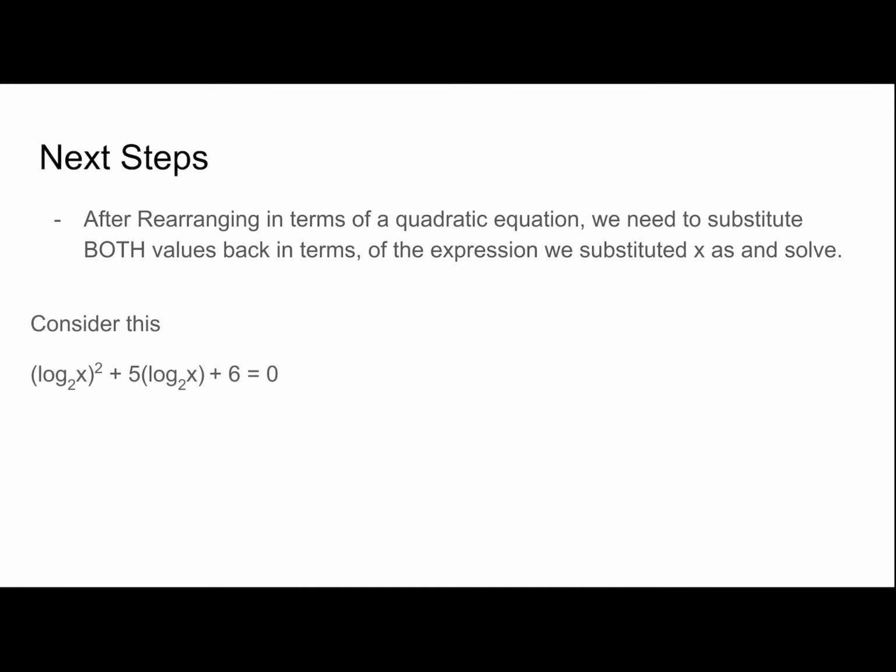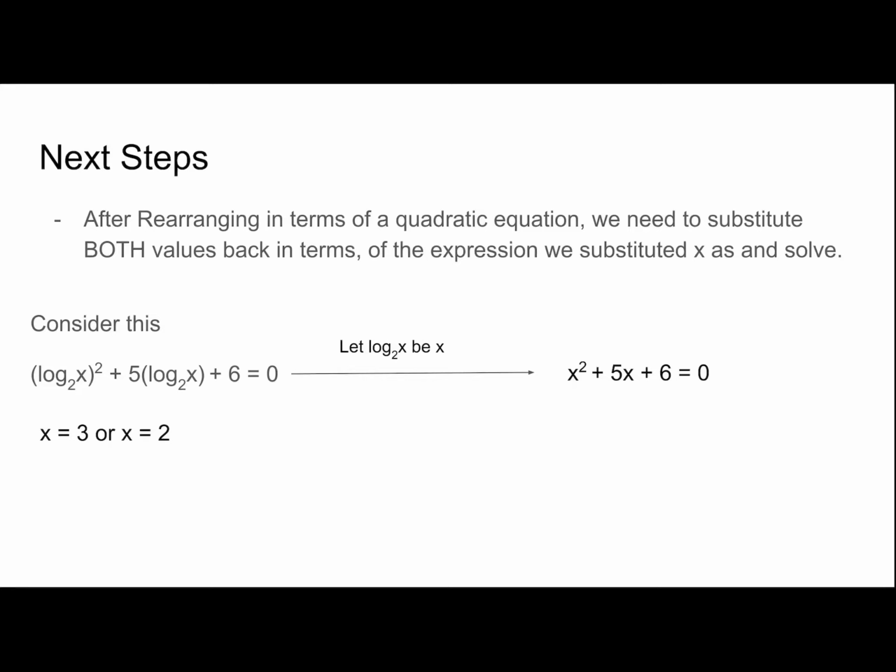So consider this. Log base 2x to the power of 2 plus 5 log base 2x plus 6 equals to 0. Okay, we can make log base 2x be x, and we can rewrite our equation as x squared plus 5x plus 6 equals to 0. Now, a quadratic is really easy to solve. So we just solve for x in this situation. So we can find that x equals to 3 or x equals to 2.